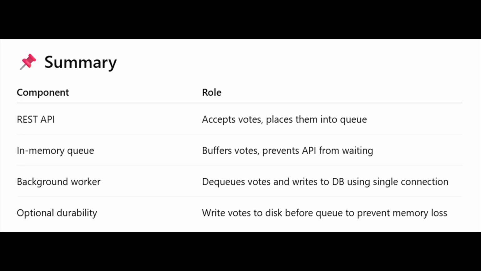Summary. Component and role. REST API: accepts votes, places them into the queue. In-memory queue: buffers votes, prevents the API from waiting. Background worker: dequeues votes and writes to the DB using a single connection. Optional durability: write votes to disk before the queue to prevent memory loss.